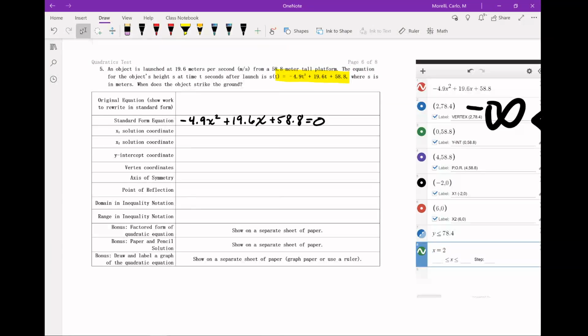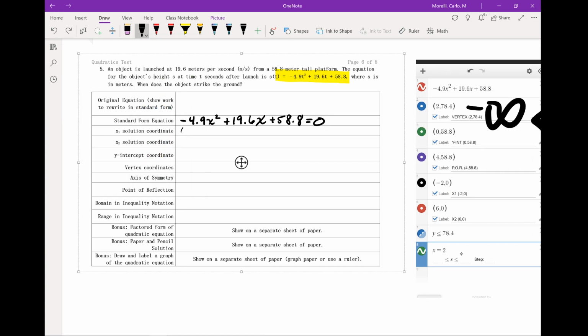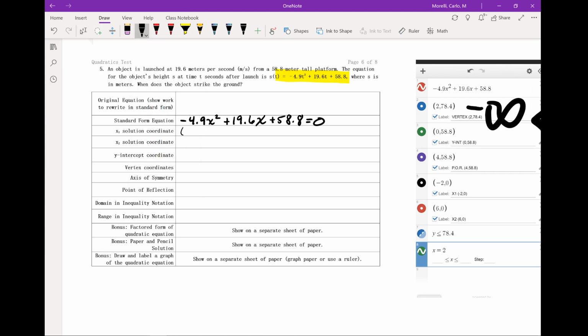All right, so now I'm going to fill this stuff in so you guys can jump off if you need to. So our X1 coordinate is -2, 0. I've got it written over here. X2 is 6, 0. This is X1. X2 would be 6 comma 0.